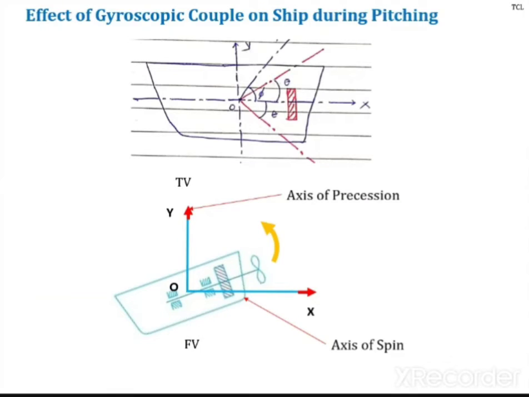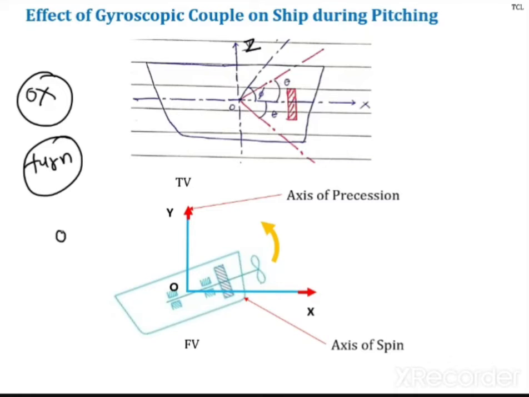Let us say that this is the Z axis. First of all, what is theta? Try to understand. Theta is nothing but the angular displacement of the axis of spin from the mean position. The axis of spin OX is trying to turn about the axis OZ. That is called the axis of precession. Is it clear?